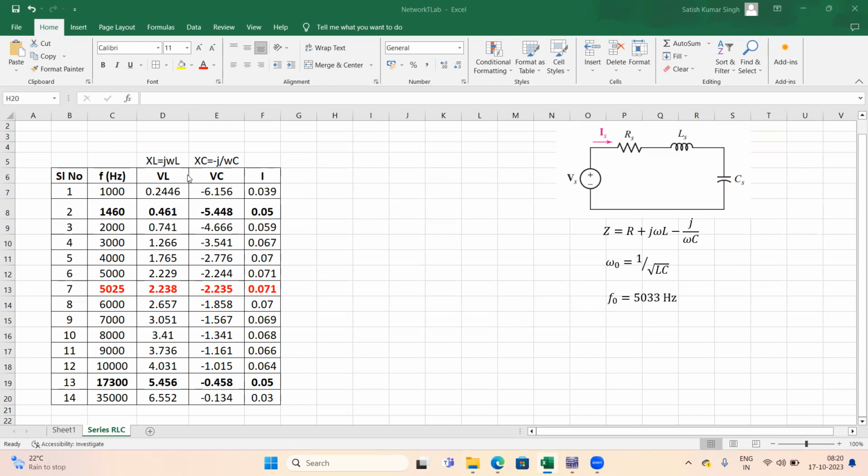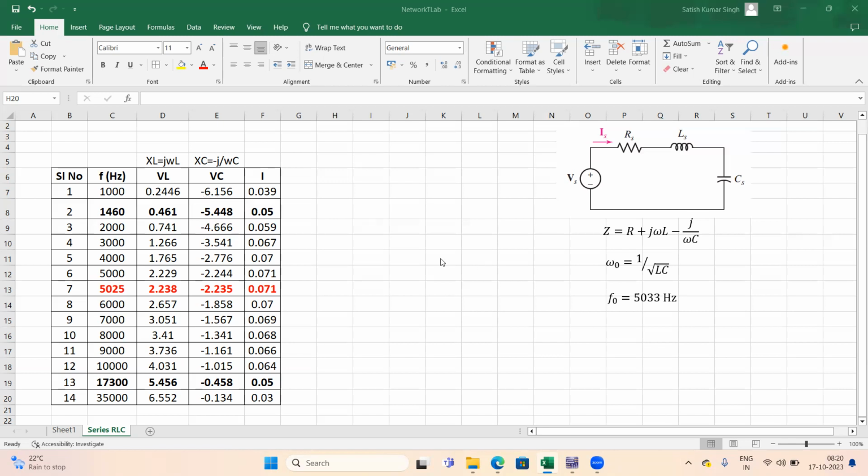Then we have to measure the voltage across the inductance, and also the voltage across the capacitance. We can also measure the current passing through this circuit. Remember that the voltages we measure across the inductance and the capacitance will have a phase difference of 180 degrees. That's why I have put a negative sign here.